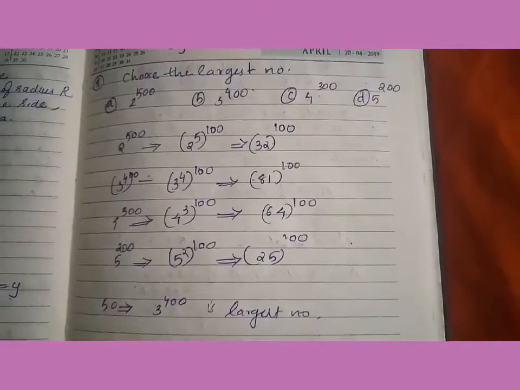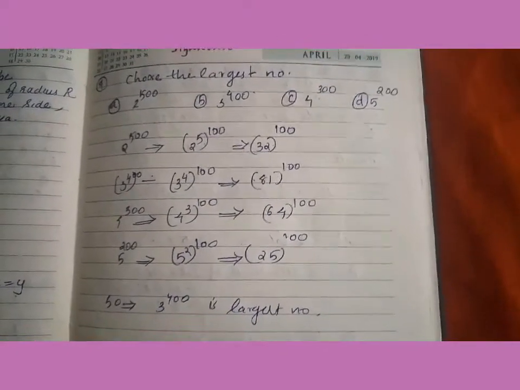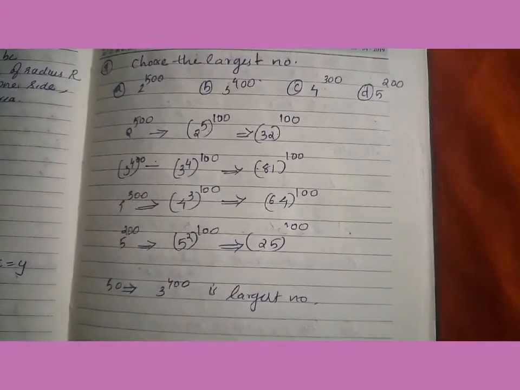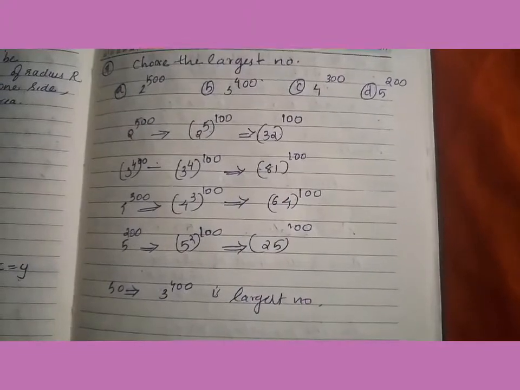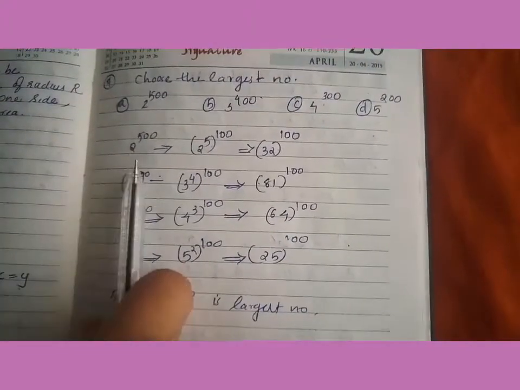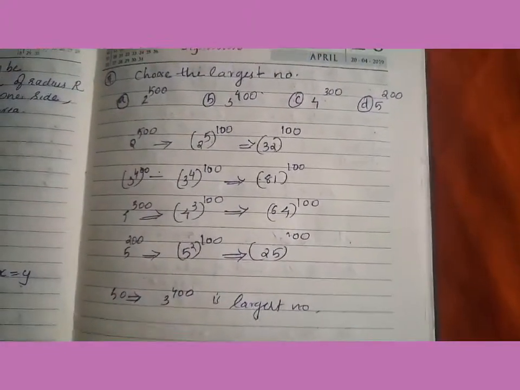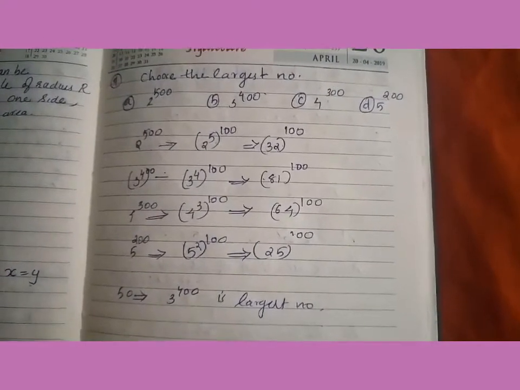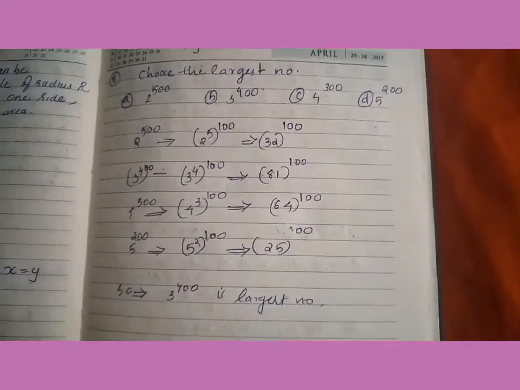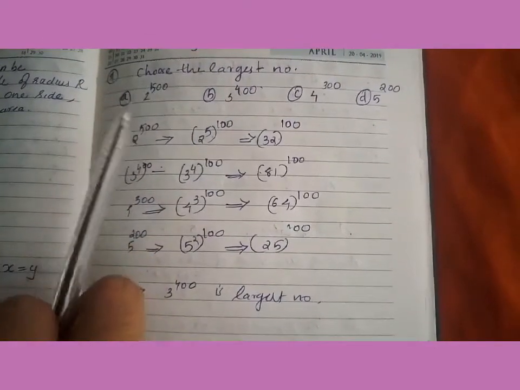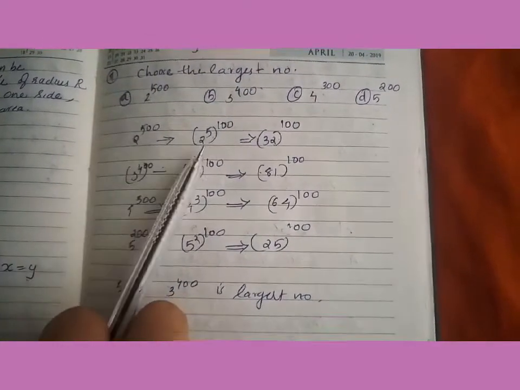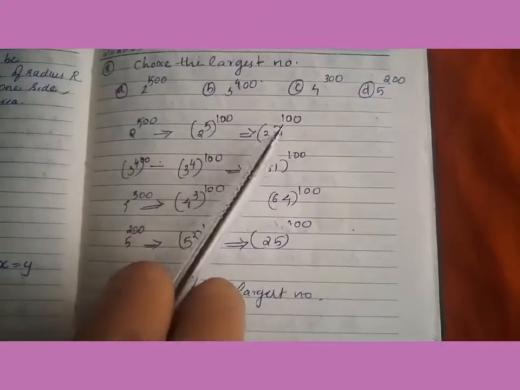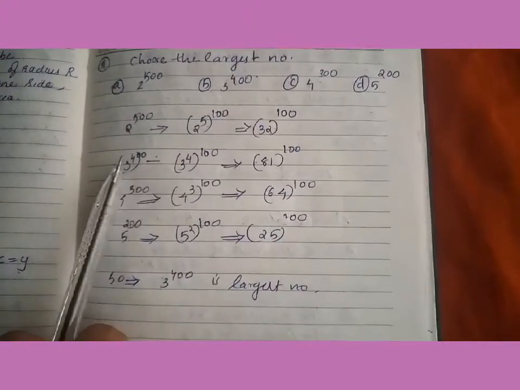Next question, in which we have to find the largest number. Here they have given 2 raised to 500, 3 raised to 400, 4 raised to 300, 5 raised to 200. What is the method? We have to change them into the same powers. So 2 raised to 500 can be replaced by 2 raised to 5 all power 100, that is 32 raised to 100.